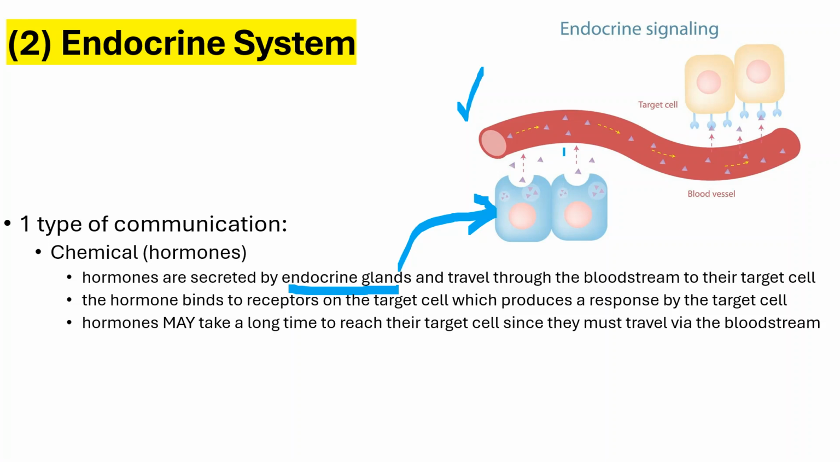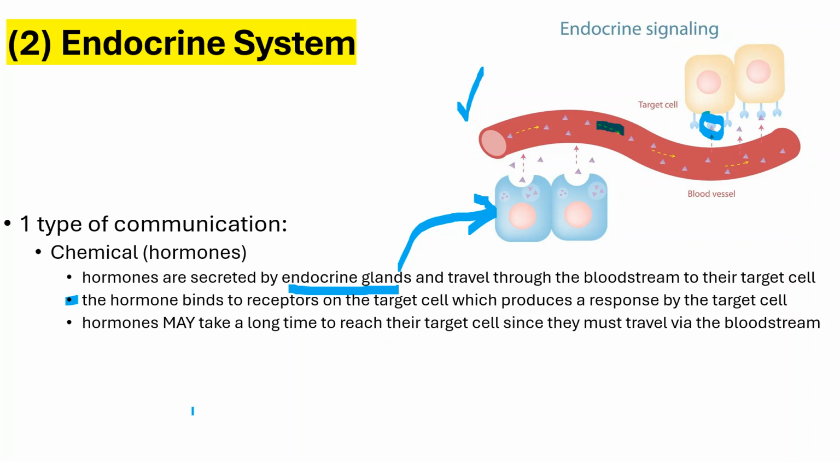They're going to enter into the bloodstream. We'll watch those yellow arrows right there. They're going to go down the blood vessel towards the target cell. And when they reach a cell that has the correct receptors on it, the hormone will bind and cause changes in that target cell. So again, the hormone binds to the receptors on the target cell, which is going to produce some type of response by that target cell.